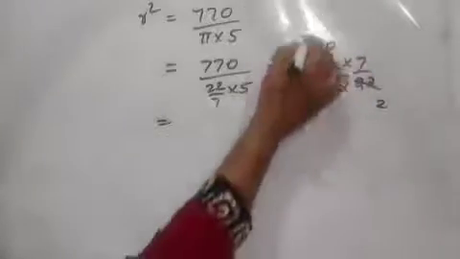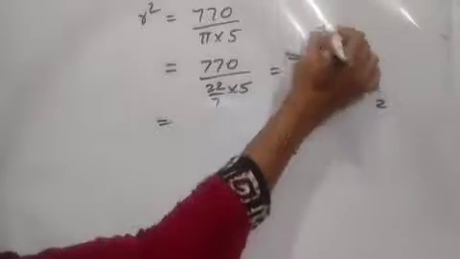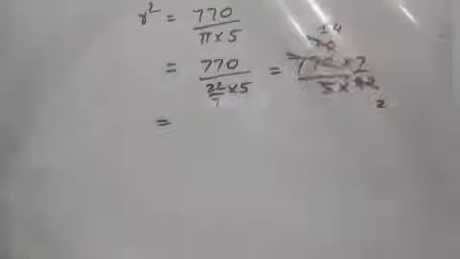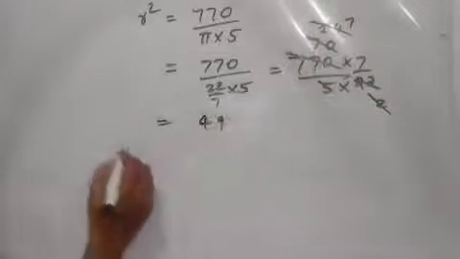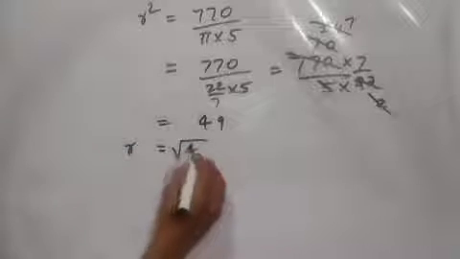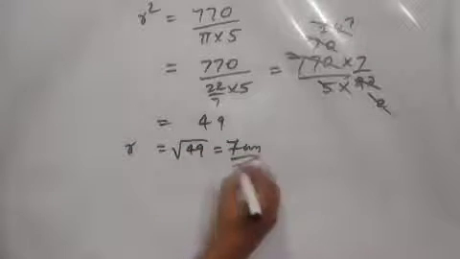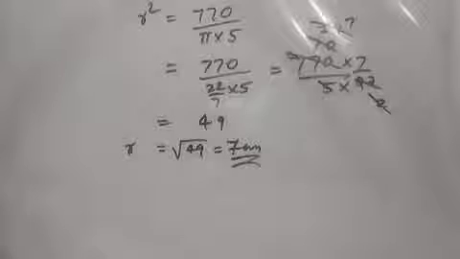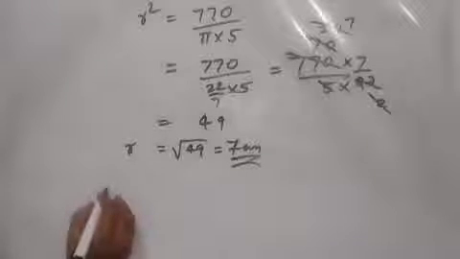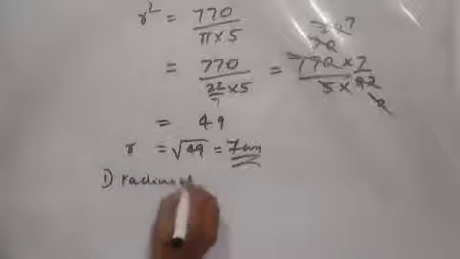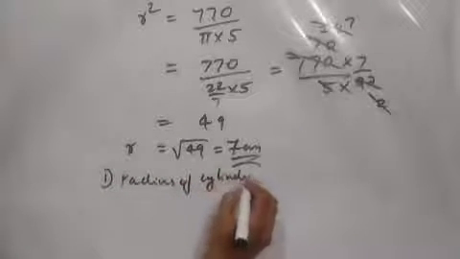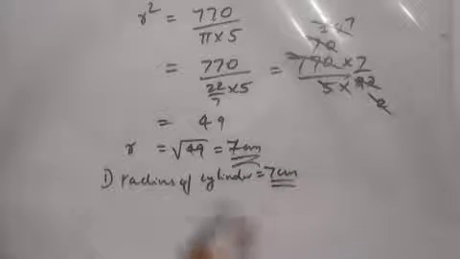And 70 and 5 we can cancel. It's 14. Then the product 14 into 7 gives r square. 14 and 2 also cancel. So 7 7s are 49 is the product. So r is equal to square root of 49, that is 7 centimeter. Thus we obtained the radius of the cylinder. Radius of cylinder is 7 centimeter. That was the first question.